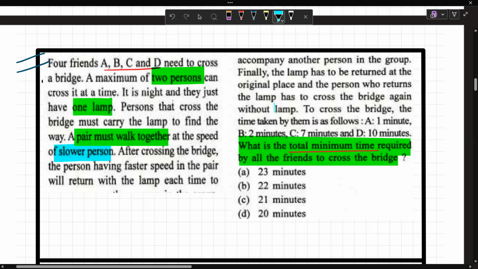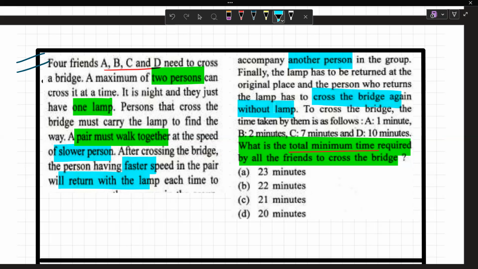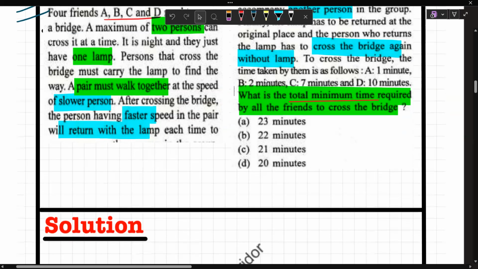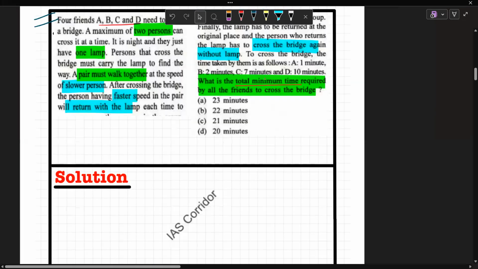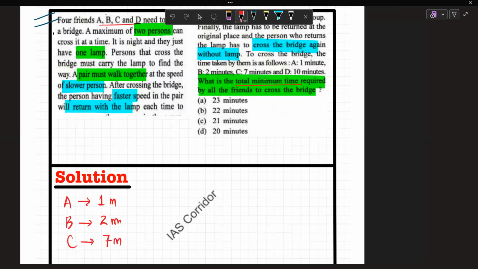After crossing the bridge, the person having the faster speed in the pair will return with the lamp each time to accompany another person. Now finally the lamp has to be returned at the original place, and the person who returns the lamp has to cross the bridge again without lamp. Now to cross the bridge, the times taken are, this is the most important part. You have understood the context of the question. Now A requires 1 minute, B requires 2 minutes, C requires 7 minutes, D requires 10 minutes. Now pause the video, understand the question again, and again come and solve this question.